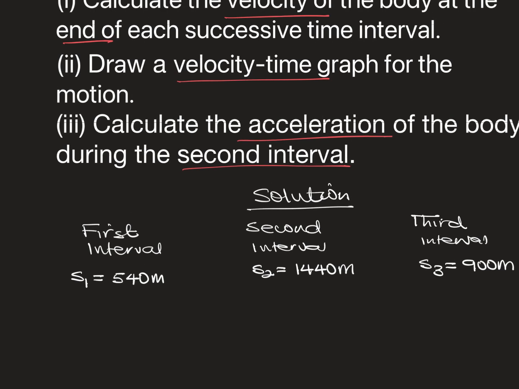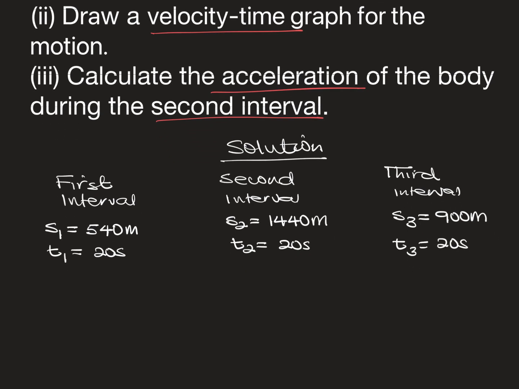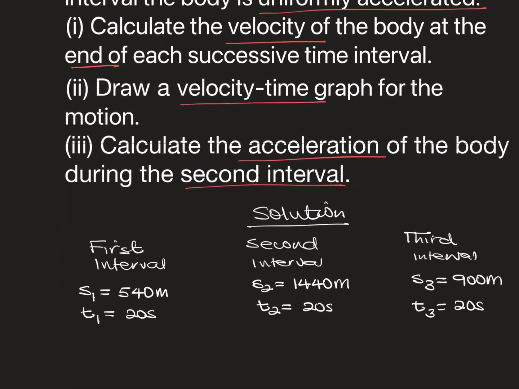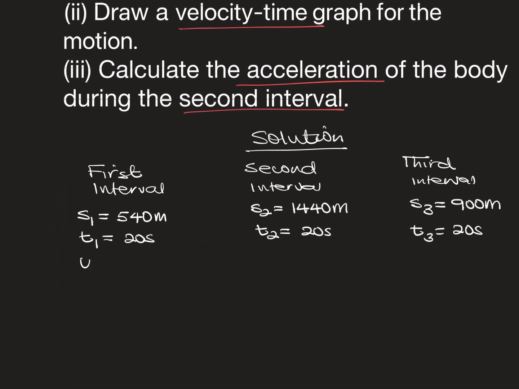And each of the distances is covered in 20 seconds. And so the first time will be 20 seconds. The time for the second interval will also be 20 seconds. The time for the third interval will also be 20 seconds. But what else can we obtain from the question? The body starts from rest. So which means in the first interval, the initial velocity u1 will be 0 meters per second. We will need to know u2 and we will need to know u3, right?